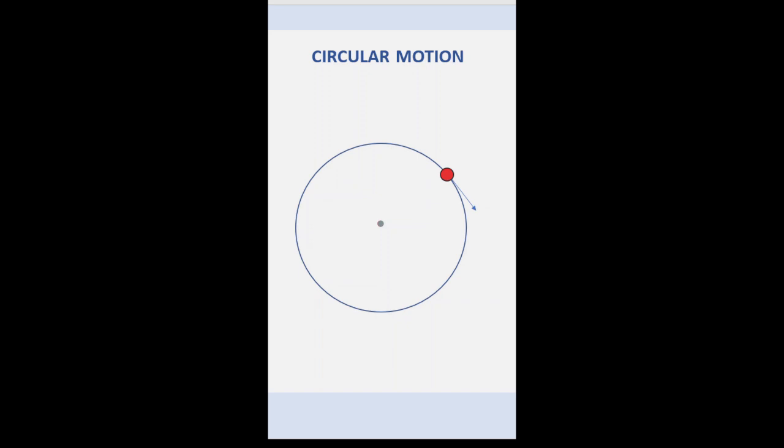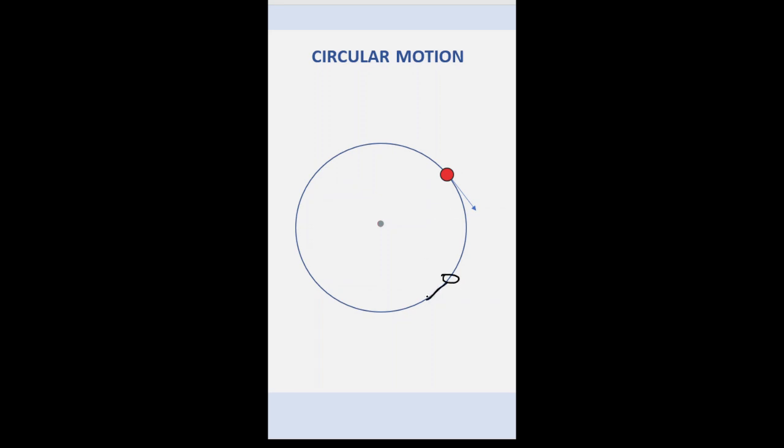Circular motion. When an object moves in a circular motion, its velocity is always changing. The speed of the object moving in a circle might be constant, but its velocity is changing because velocity is a vector quantity. The direction of travel is always changing at each point.